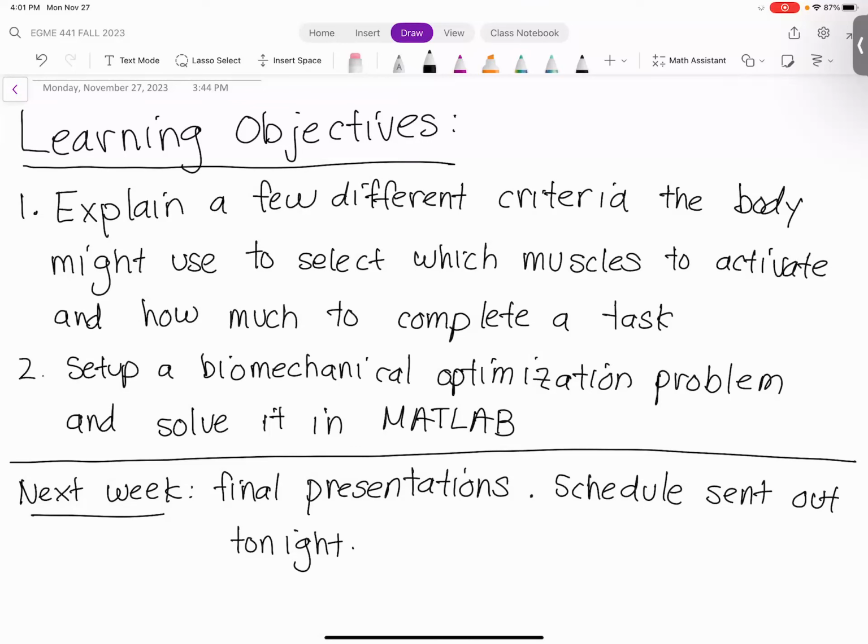So I'm at the stage where I'm formatting the final presentation schedule. I'll send that out to everyone today. Make sure you read the schedule so that you know whether you're going on Monday or Wednesday.